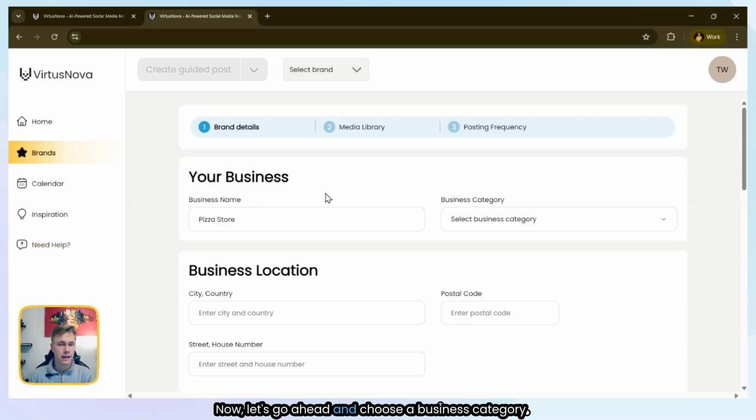Now let's go ahead and choose a business category. And this is one additional very crucial step along the way, because depending on which business category you've set up, later down the line in the post-creation flow, which you'll get to know soon, you will actually get business category specific post categories that you can post out, which of course varies, with the example of a restaurant as a brand, or if you were a real estate agent. Of course, you don't want to be posting about dishes if you're a real estate agent.